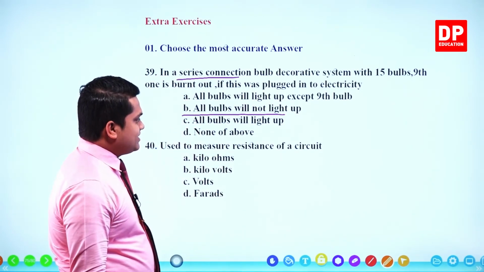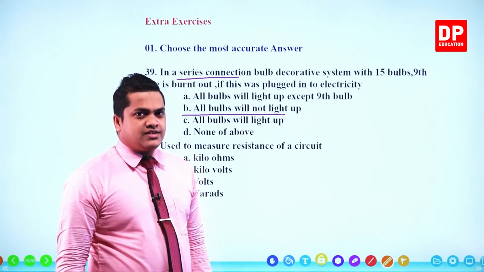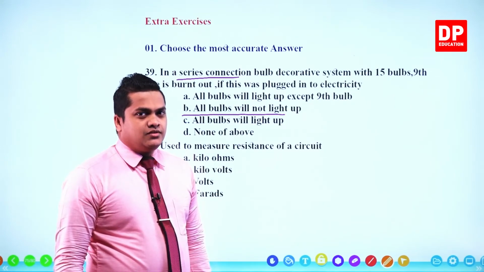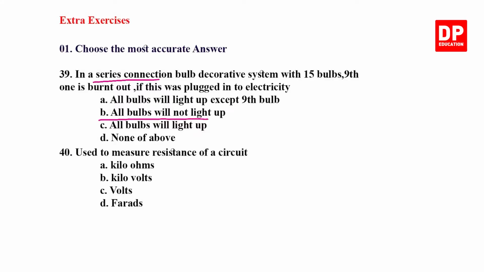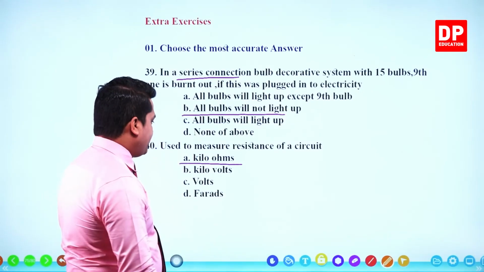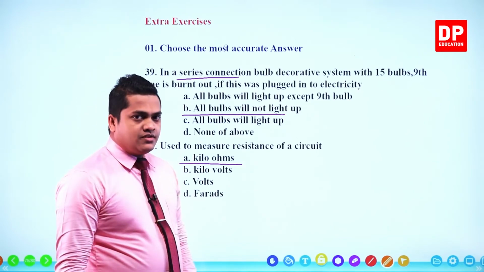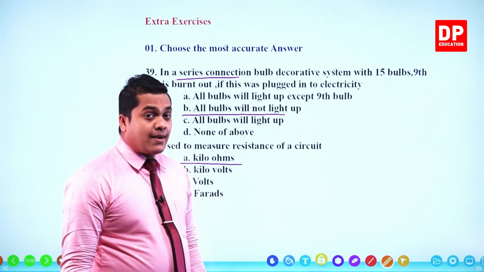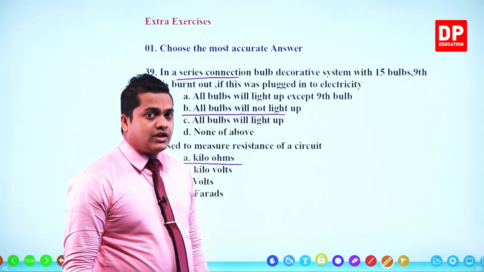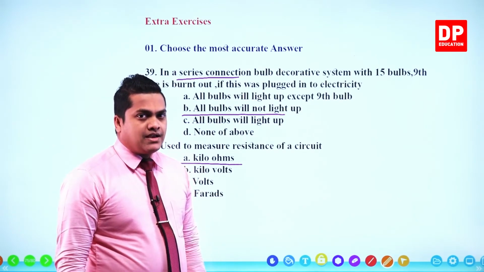Used to measure resistance of a circuit. So we use ohms to measure the resistance in a circuit. So kilo ohm is another sub unit. So yes, here it is given kilo ohms. Volts, we measure the voltage. Kilovolts, once again we measure the voltage. Farads, we measure the capacity. In grade 7, we studied about the capacitors that store electrical charges. So by using farads, we measure the capacity.